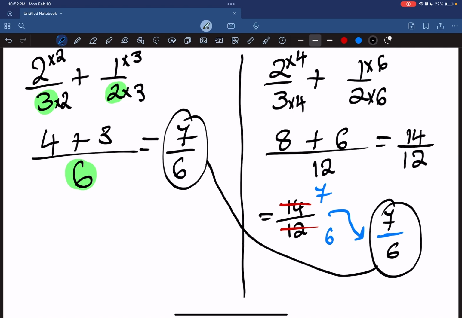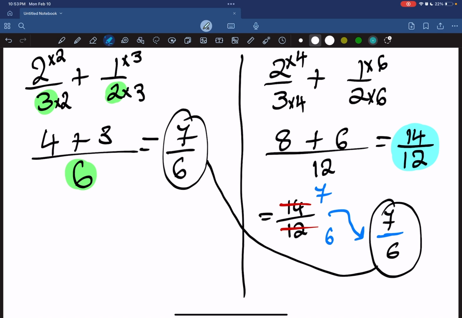Same thing. Alright, so regardless, if I don't use the lowest common multiple, I'm still going to end up with my same number. It's just that I need to reduce it. If you leave your answer as this, you're not wrong. But this is incomplete, so you would not get your full marks, because this is not in the lowest term. Reducing your fraction to its lowest term, that's how you get your full marks.